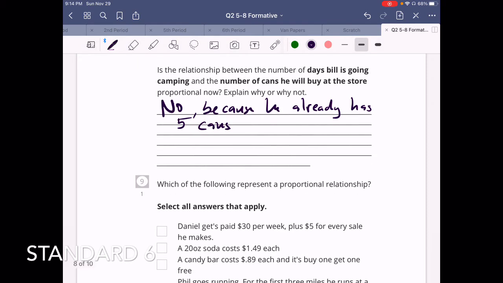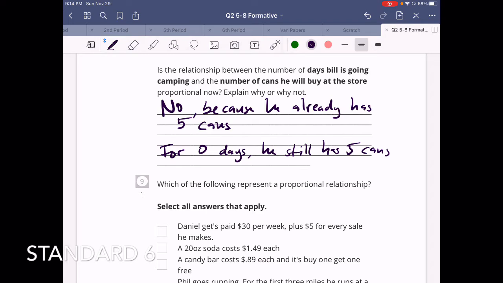So you can think of this as for 0 days, he still has 5 cans. Okay. And it's also kind of more important to think about how many cans does he need to buy.